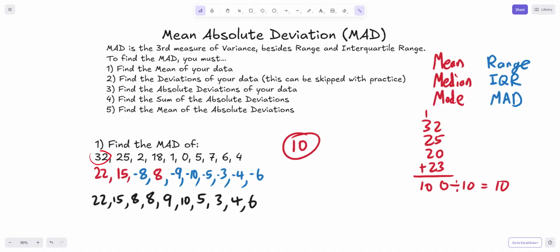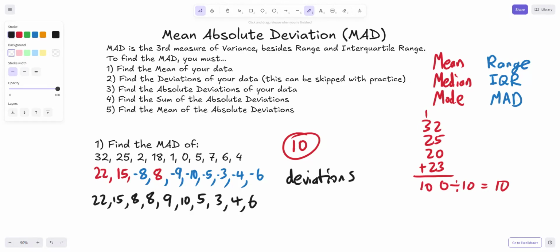Because 32 is 22 units away, 25 is 15 units away, 2 is 8 units away, 18 is also 8 units away, right? Both 2 and 18 are 8 units away from 10. 2 is 8 units less than, 18 is 8 units more than, but to find absolute deviations, it doesn't matter, right? It's just 8 units away from 10. So these are the deviations. I should probably label that.